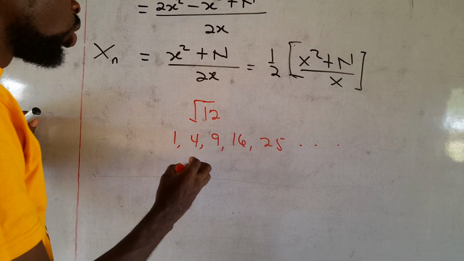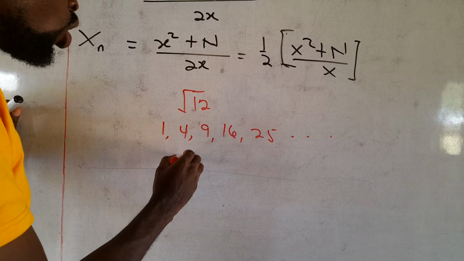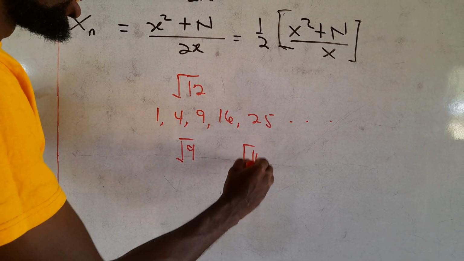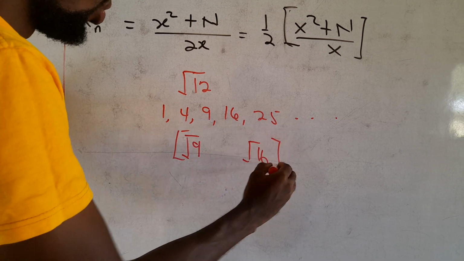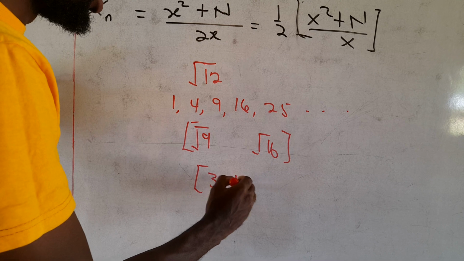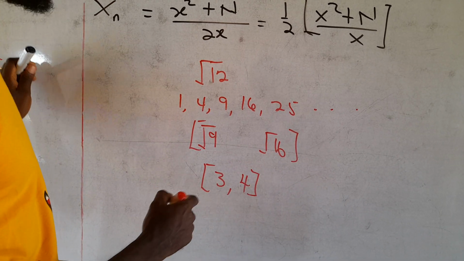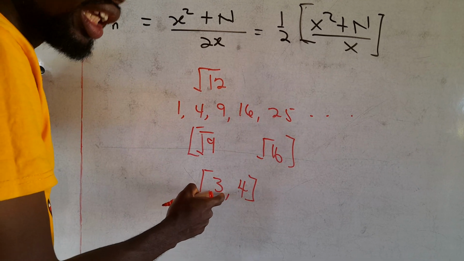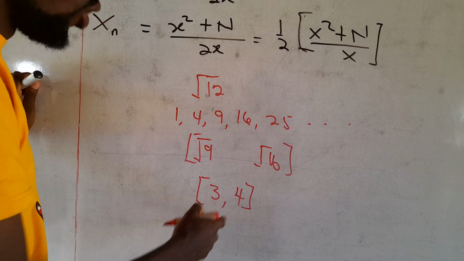You get that? So we can say that the square root of 12 will exist between the square root of 9 and the square root of 16. That interval. What is the square root of 9? The square root of 9 is 3. And the square root of 16 is 4. That means the square root of 12 exists between 3 and 4. I hope you get that.